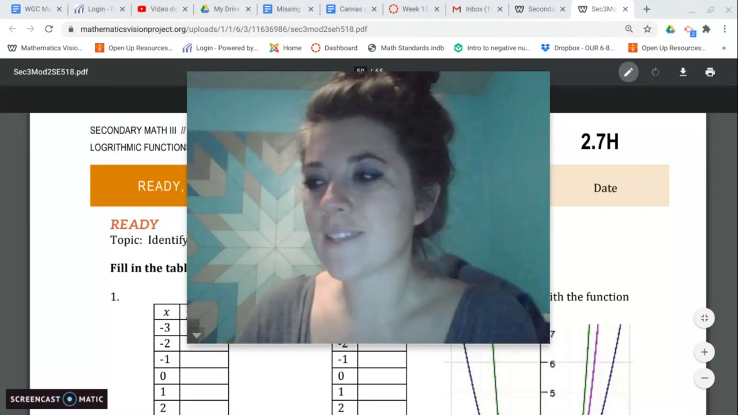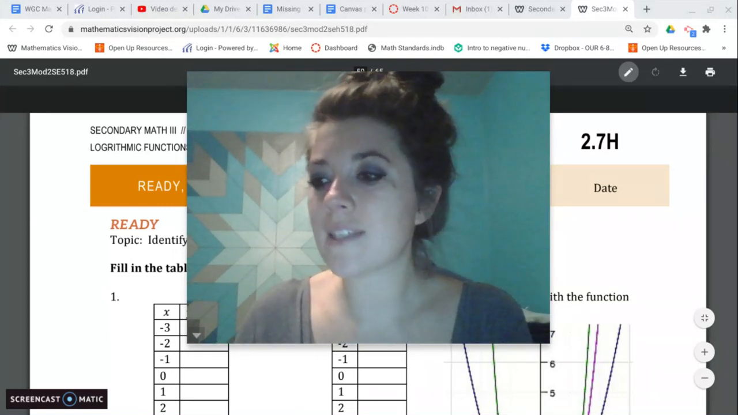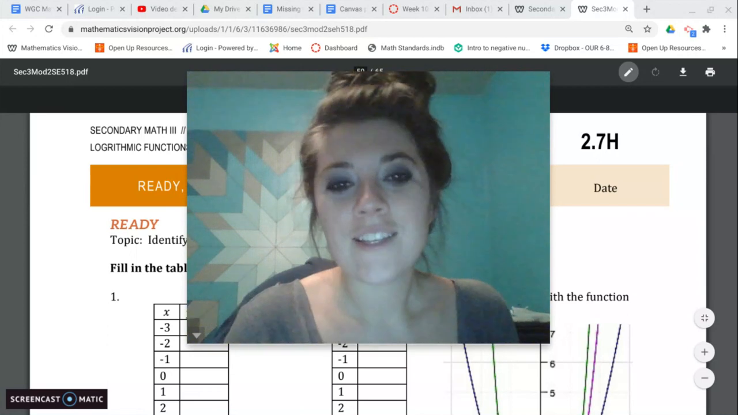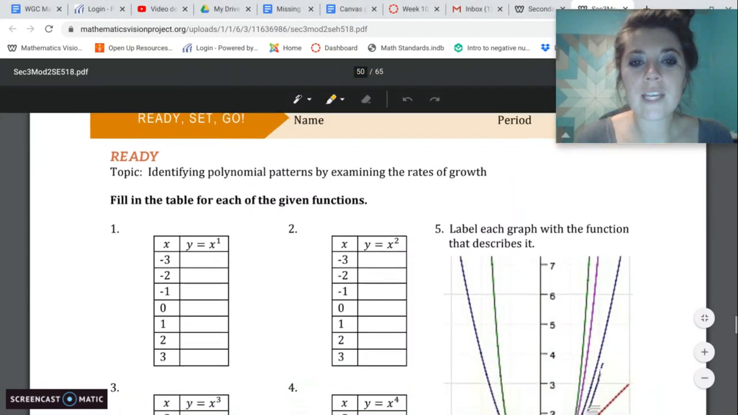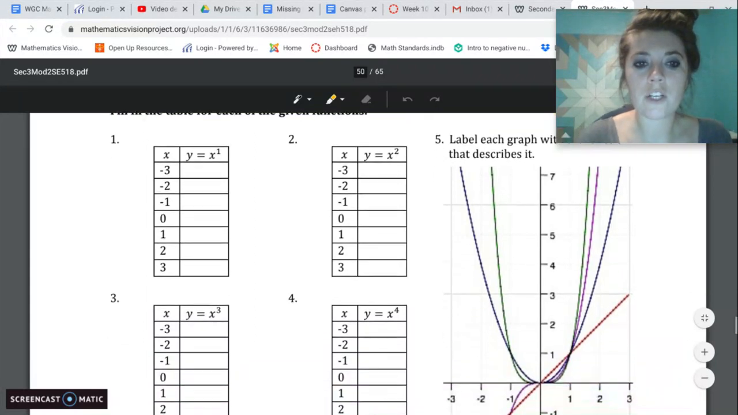Guys, welcome back. So what we're looking at today is 2.7, Logs Go Viral. So let's go ahead and jump right in. We want to fill in the table for each of the given functions.